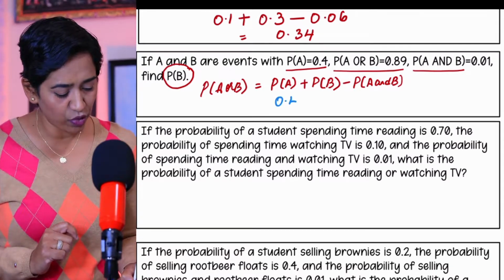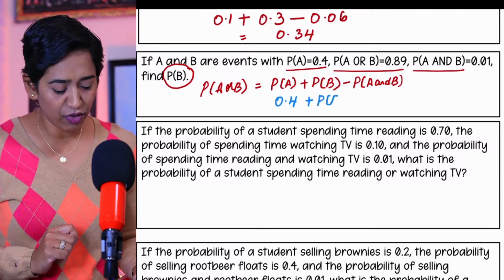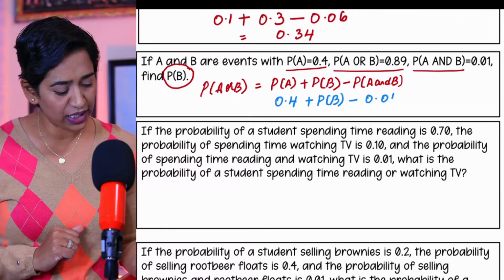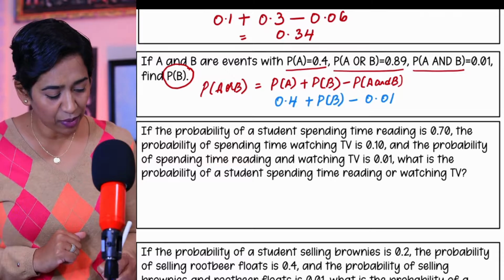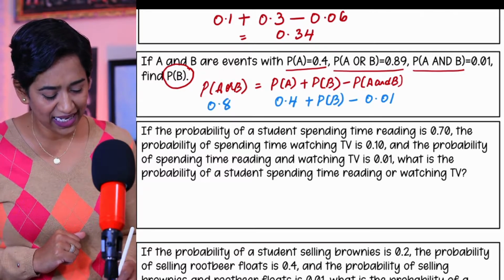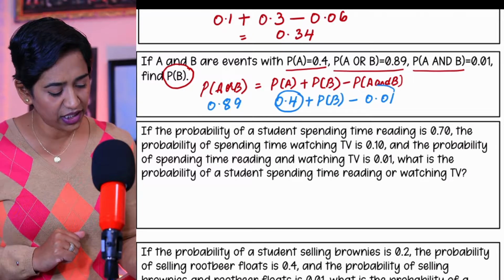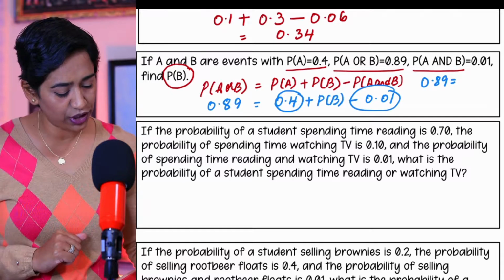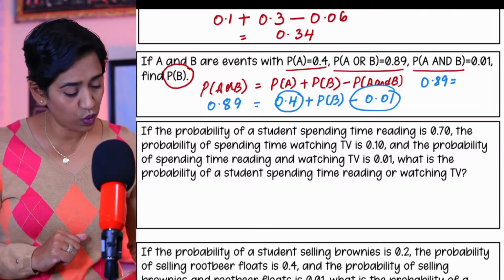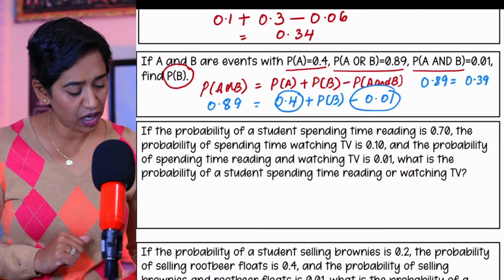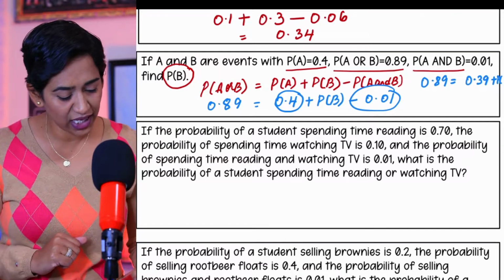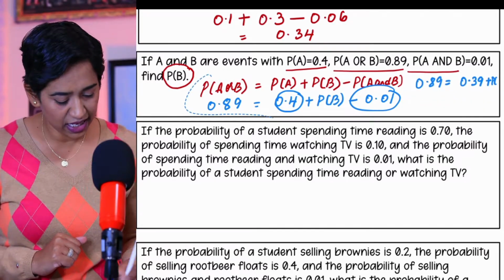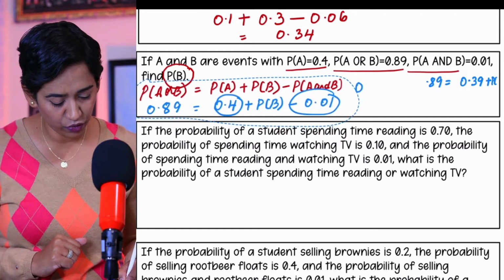Probability of A is 0.4. Probability of B, I don't know. That's what I'm trying to find. Minus probability of A and B is 0.01. And probability of A or B is 0.89. So if I combine these two, what do I end up with? 0.89 is equal to 0.4 minus 0.01, which is 0.39, plus probability of B. Do I have enough space here? Looks like I don't. I'm going to squeeze this in and minimize this one and move it right here.